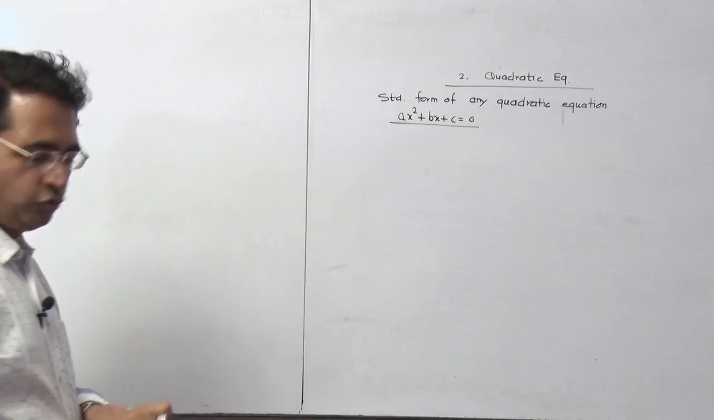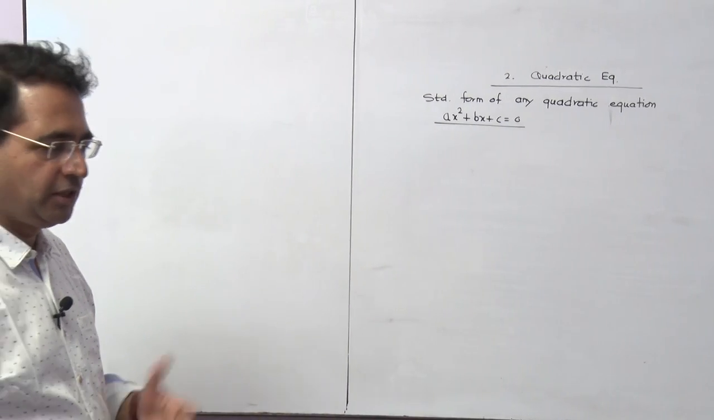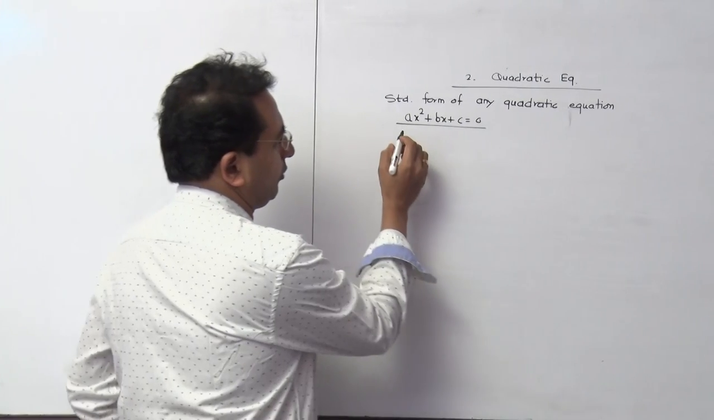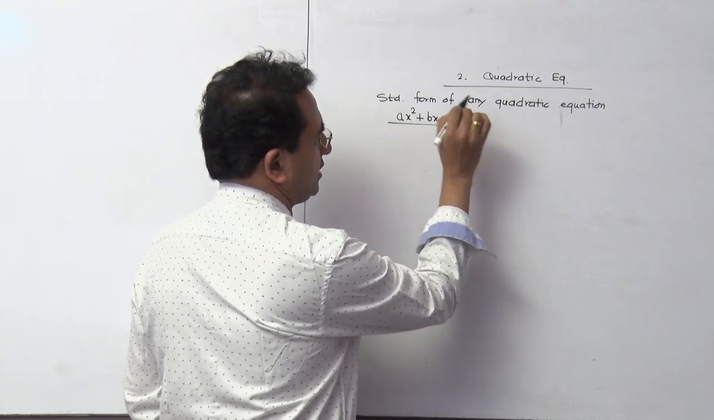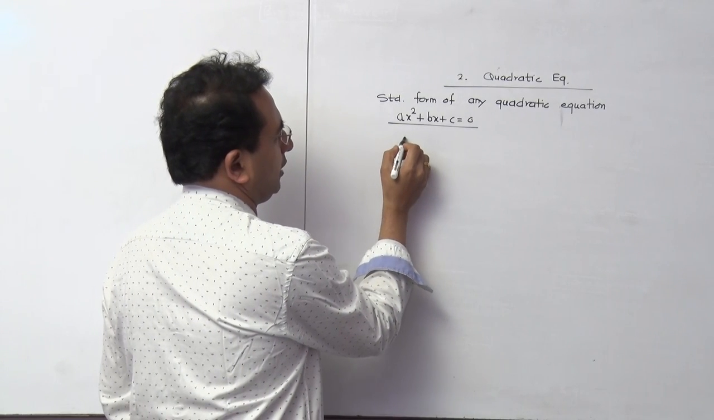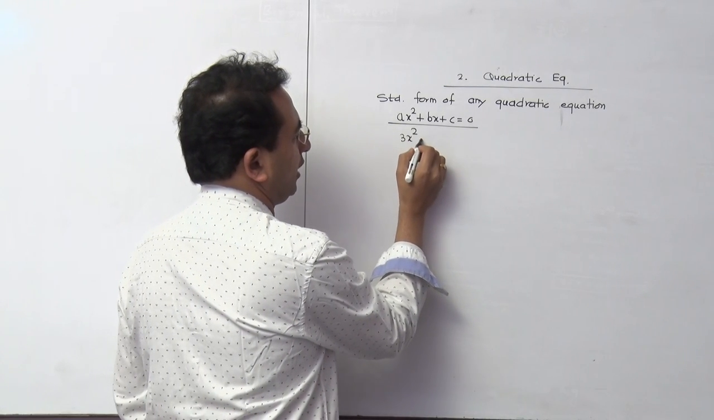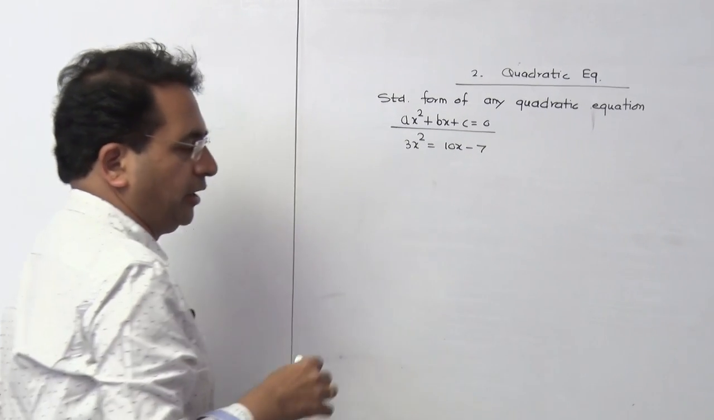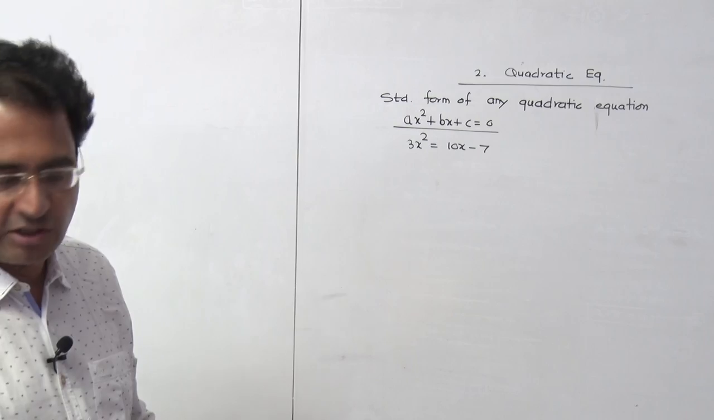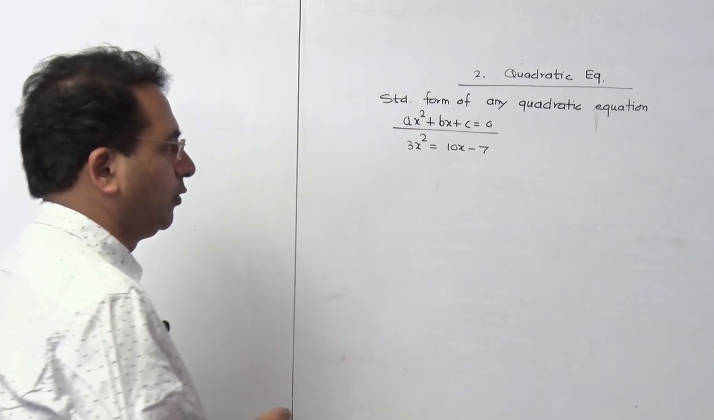So initially we should have a square term, then you should have the equation which is having square term first, then x, then constant, and then this number. For example, if I give you this 3x square is equal to 10x minus 7. Now if I ask you whether this equation is in the standard form, so this is not the standard one.